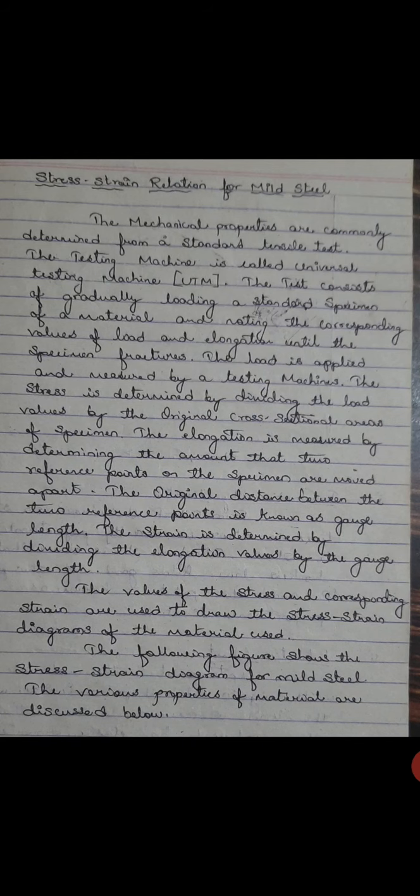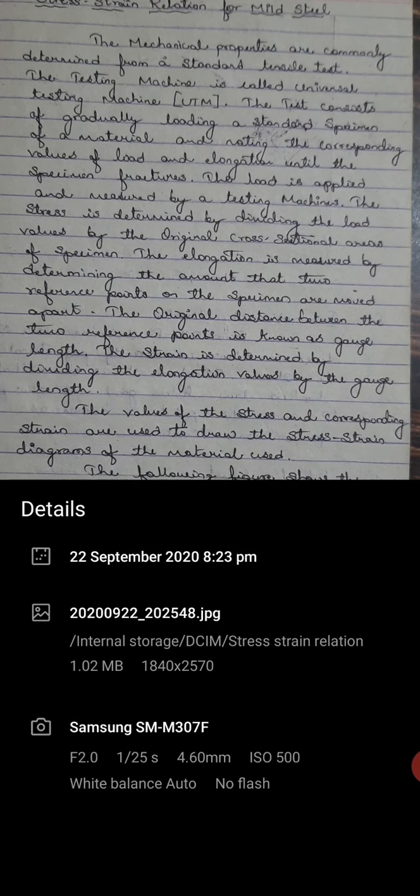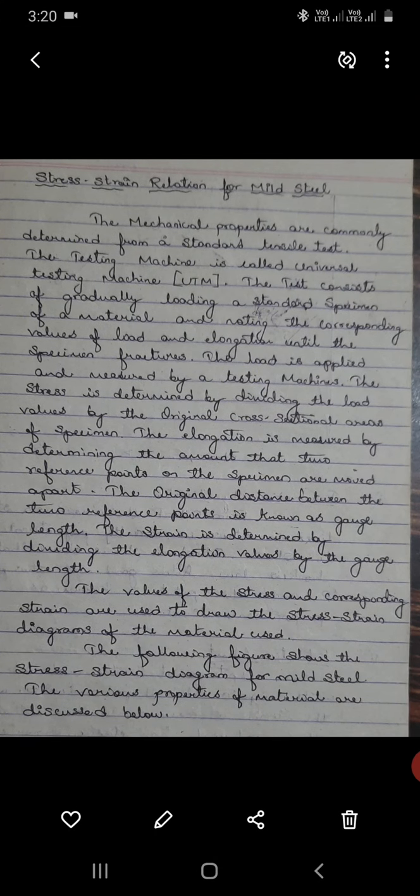So next topic, that's very important: stress strain relationship for mild steel. The mechanical properties are commonly determined from a standard tensile test, using a tensile testing machine called the universal testing machine, also called UTM. This test consists of gradually loading a standard specimen of a material and noting the corresponding values of load and elongation until the specimen fractures.